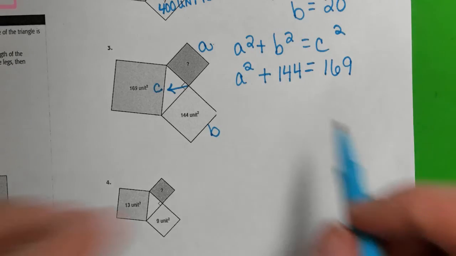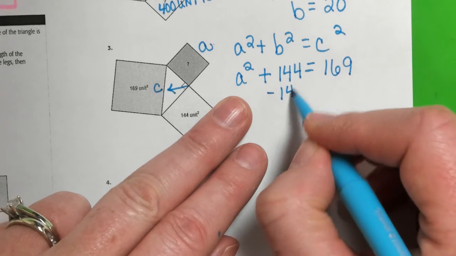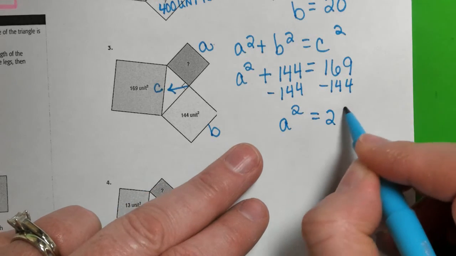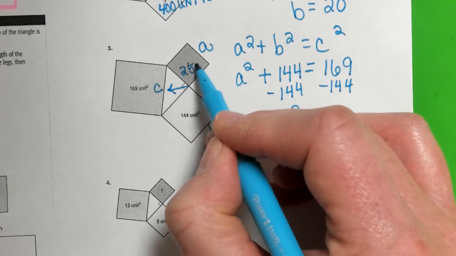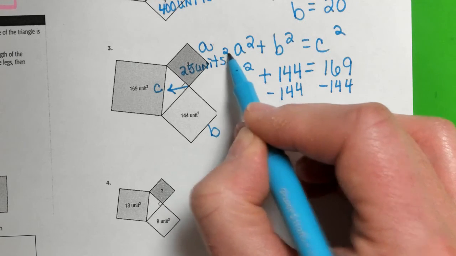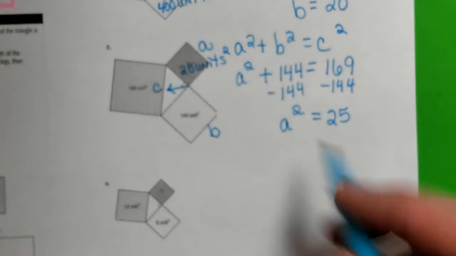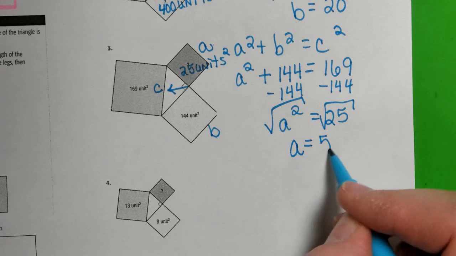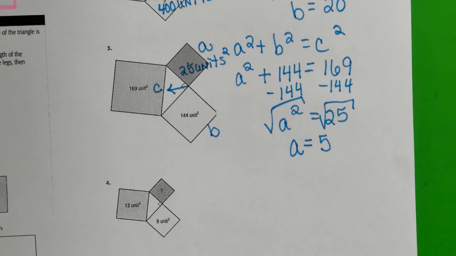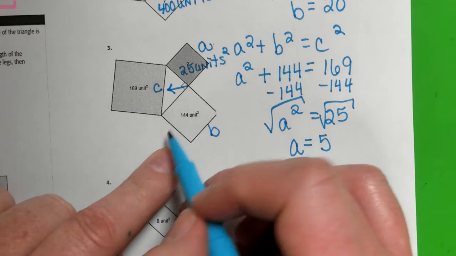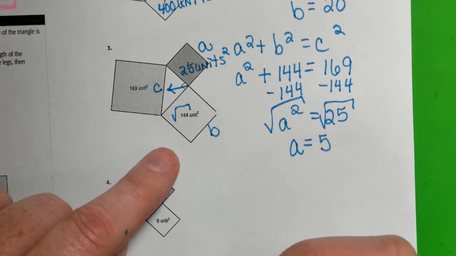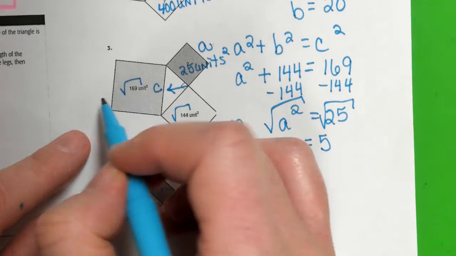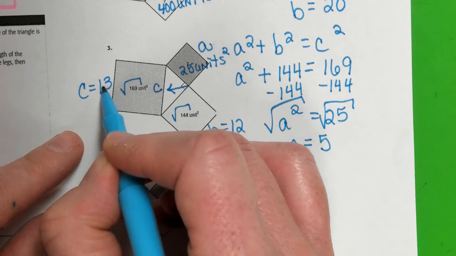Okay, so notice again, to solve for A, I am going to have to subtract 144. I get A squared equals 25. So the area of square A is 25. But if I want the side length, I then take the square root. So the side length of square A is 5. Now let's go look at our side lengths for these other ones. What is the square root of 144? It is 12. So the side length is 12. What is the square root of 169? It is 13.